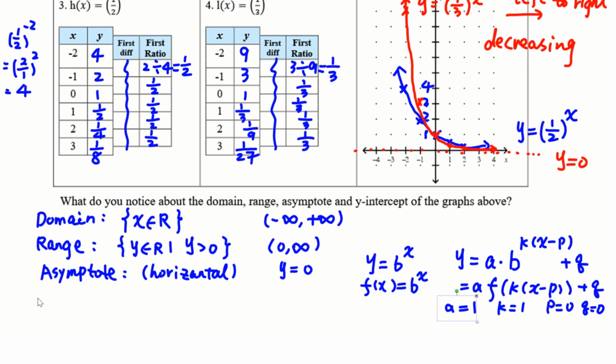And the y-intercept. The y-intercept means the point of intersection of the graph with the y-axis. On the y-axis, x is always 0, so we sub in 0. b to the exponent 0 always gives you 1. So you have a common y-intercept for all these parent functions. So these are the properties of exponential functions. Exponential functions means the variable is at the exponent.